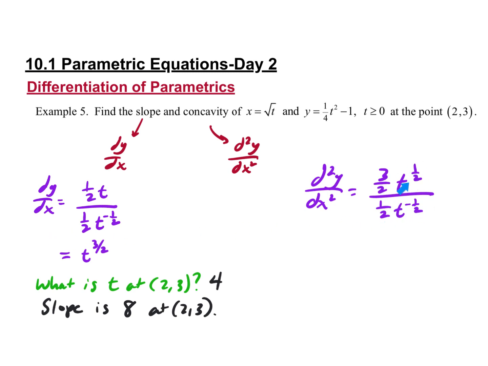Then we want to simplify this and find out, is this positive or negative? Because if it's positive, then it's concave up. If it's negative, then it's concave down. Okay. So let's simplify this down a little bit. What is it when I simplify that all out?